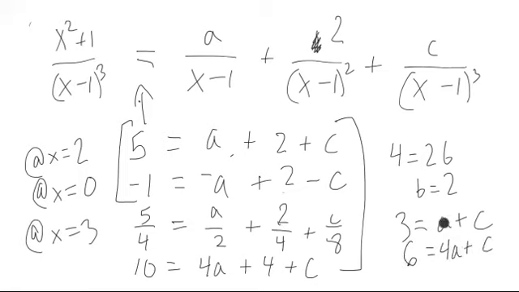Now we could subtract this equation from this equation, so the c's would cancel, and we get 4a minus a is 3a, and over here we get 6 minus 3, which is 3, meaning that a is 1. So this a is just 1. Now let's figure out what c is. Okay, now we know, well, right here, if a is 1, c better be 2.